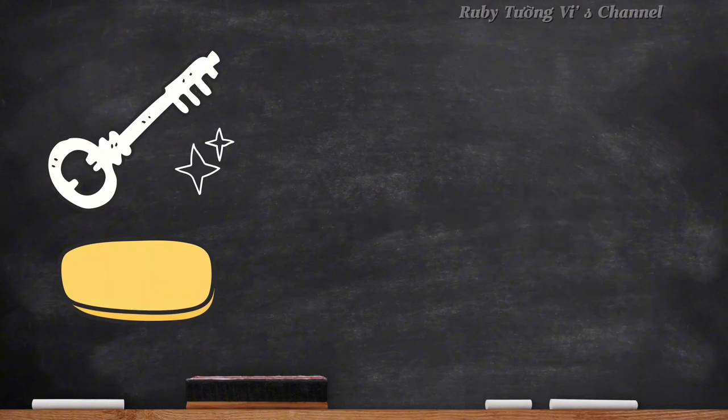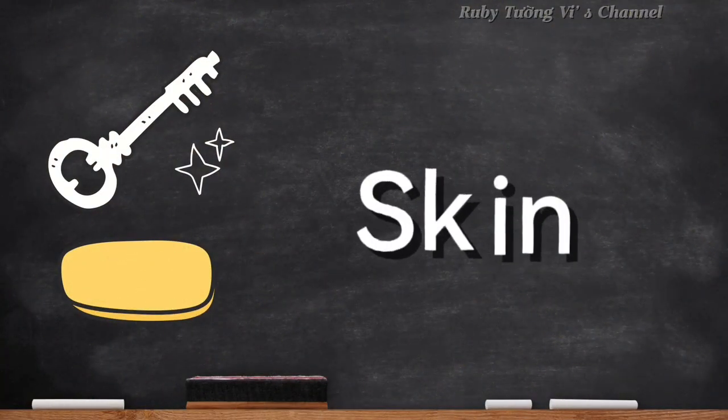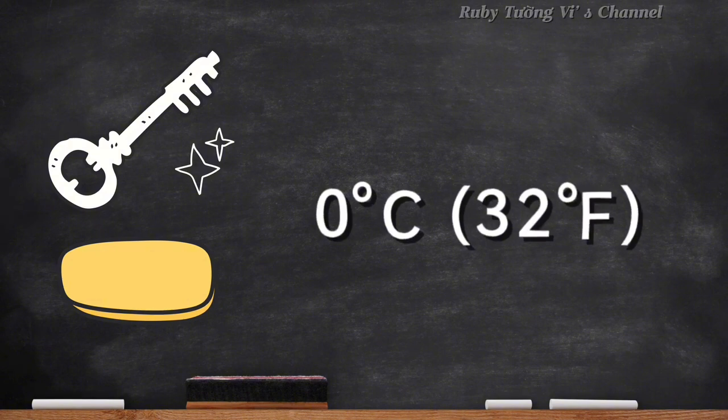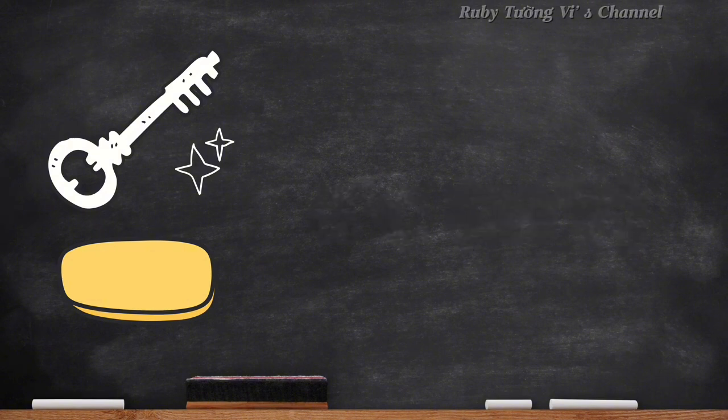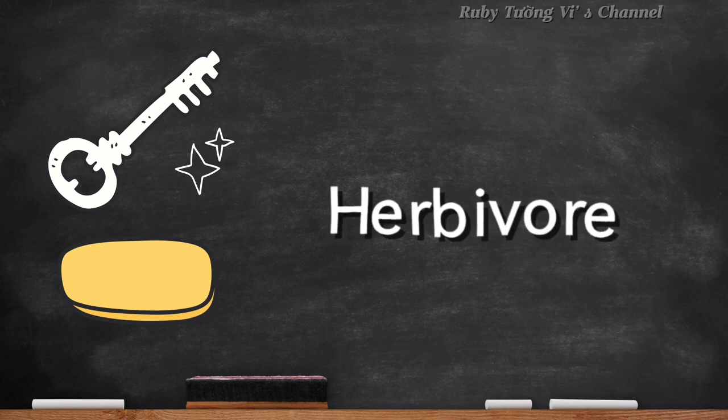Evaporation. What is the largest organ in the human body? Skin. What is the freezing point of water? (0°C). What do we call an animal that eats only plants? Herbivore.